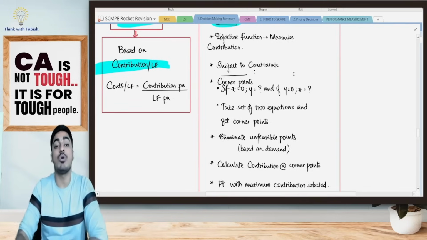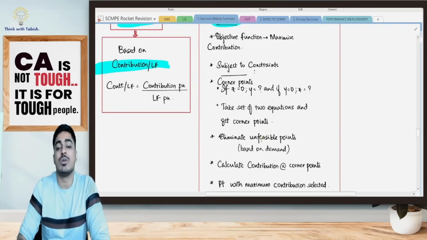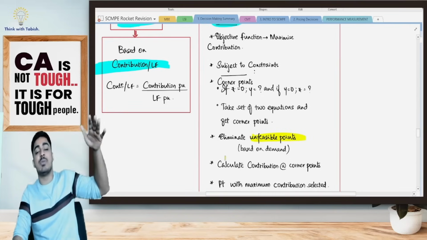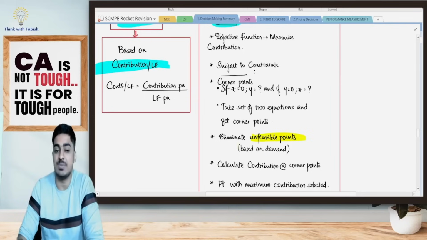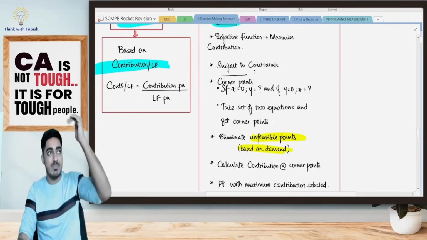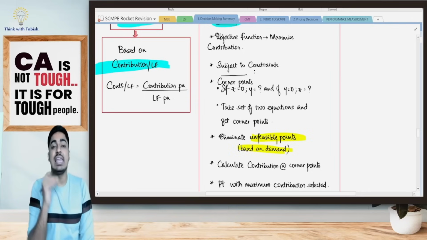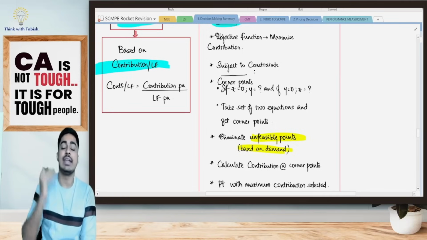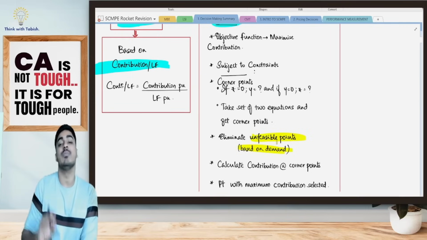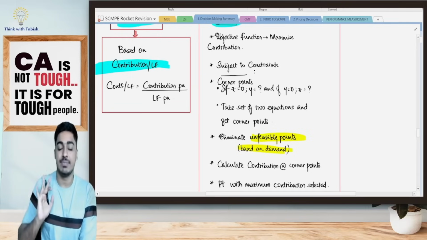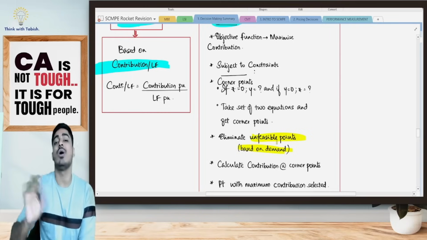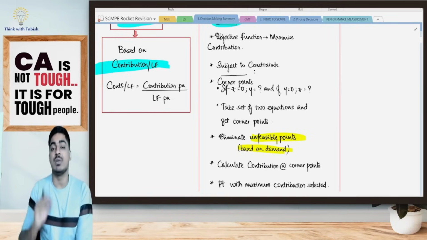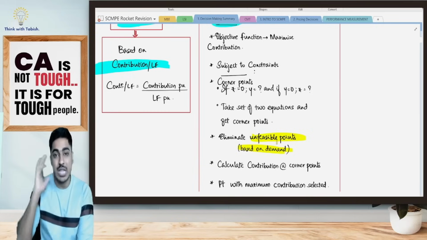Now, in that, some corner points will be unfeasible. Because the question may be telling maximum demand of y is 10,000, but in that corner point, demand of y is 15,000. So, it is unfeasible based on demand, eliminated. Balance points, whatever you are having, calculate the contribution on all those points. Wherever your contribution is maximum, that is your optimal level. However, you should ensure that the point we have selected is fulfilling all the conditions. Sometimes it could be possible that it is not fulfilling any of the conditions. So, that should be kept in mind.